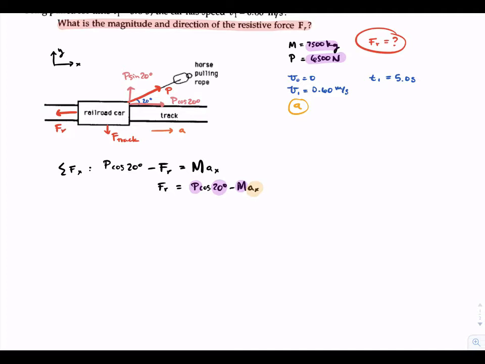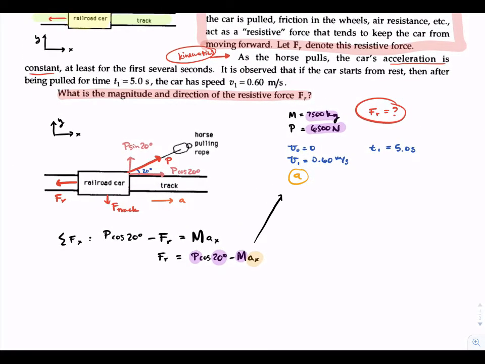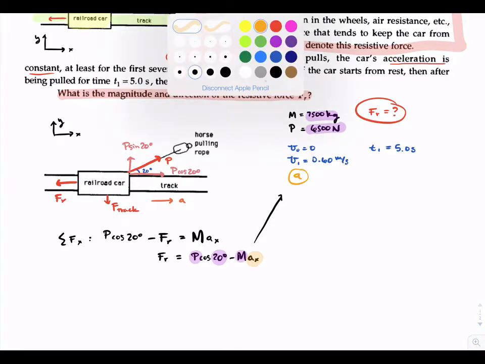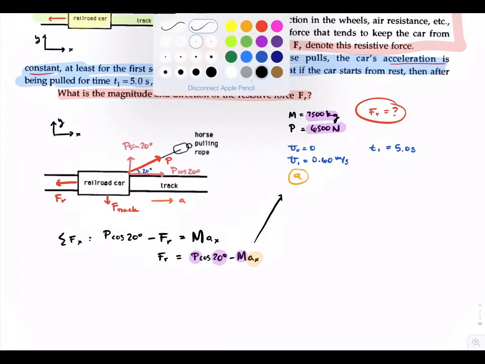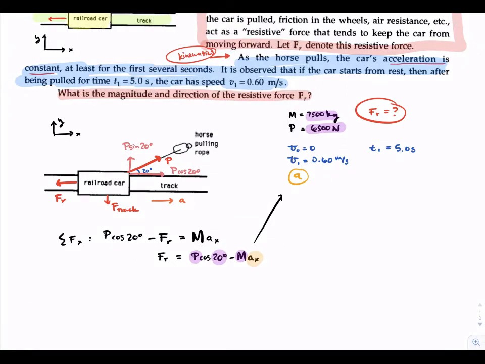But we are given enough information to get a, and that information was given to us in the second part of the problem, which we called kinematics, okay? So this is the kinematics section of the problem, and we already wrote down the information we need to do that part of the problem over here. And all we really need to do is solve for acceleration.